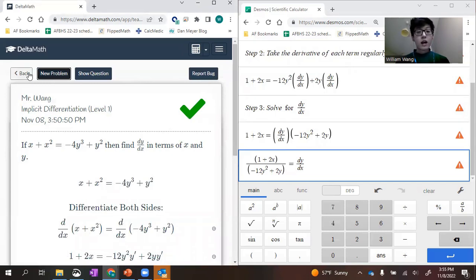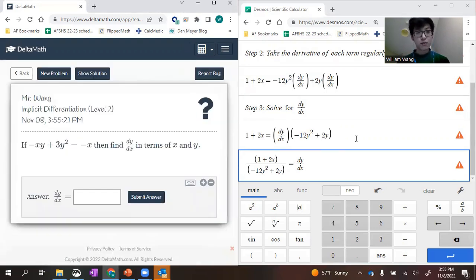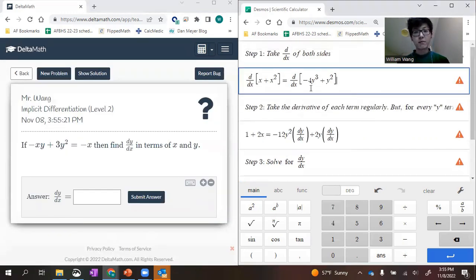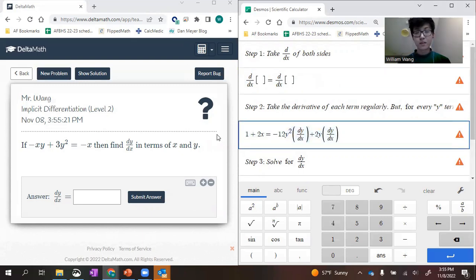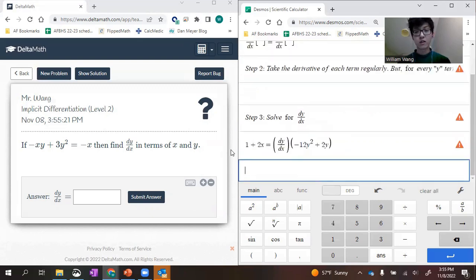All right. I'm going to move on now to the harder problems, right? These are the tougher ones because, so I did implicit differentiation level 1. Let's do a level 2 problem now. All right, I'm going to keep the steps written because the steps are the same. The steps are the same. You'll see why it levels up, sort of.